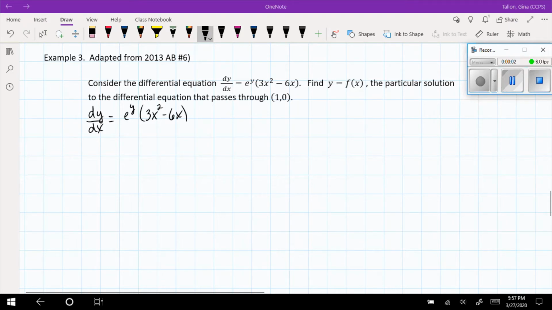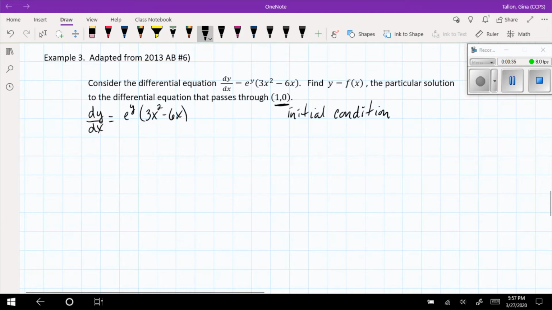Example 3. Consider the differential equation dy dx equals e to the y multiplied by the quantity of 3x squared minus 6x. Find y equals f of x, the particular solution to the differential equation that passes through 1, 0. So this 1, 0 here is called my initial condition. It is what is going to allow me to solve for that constant of integration, that plus c that we'll eventually put into our problem.